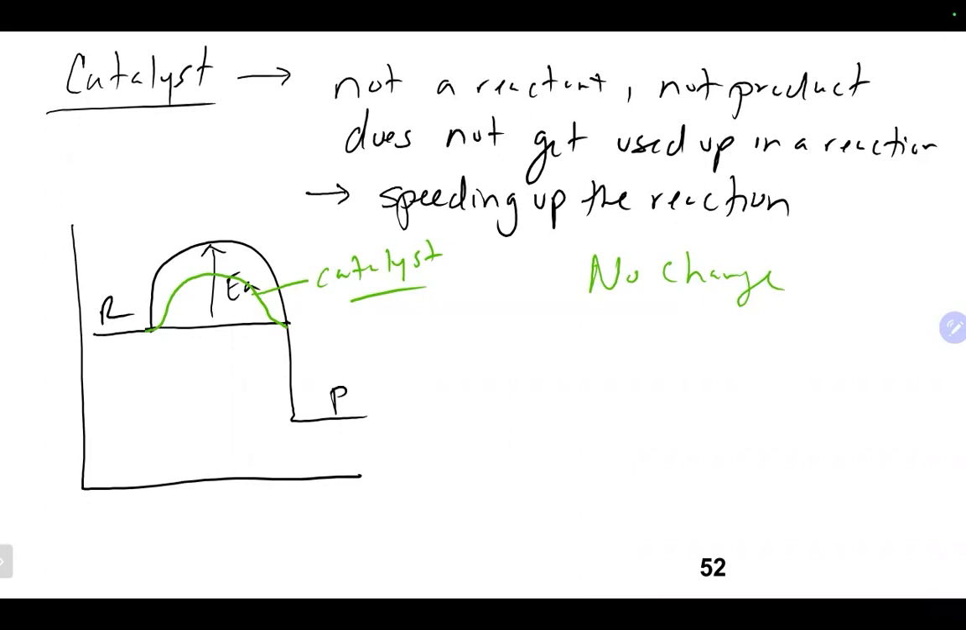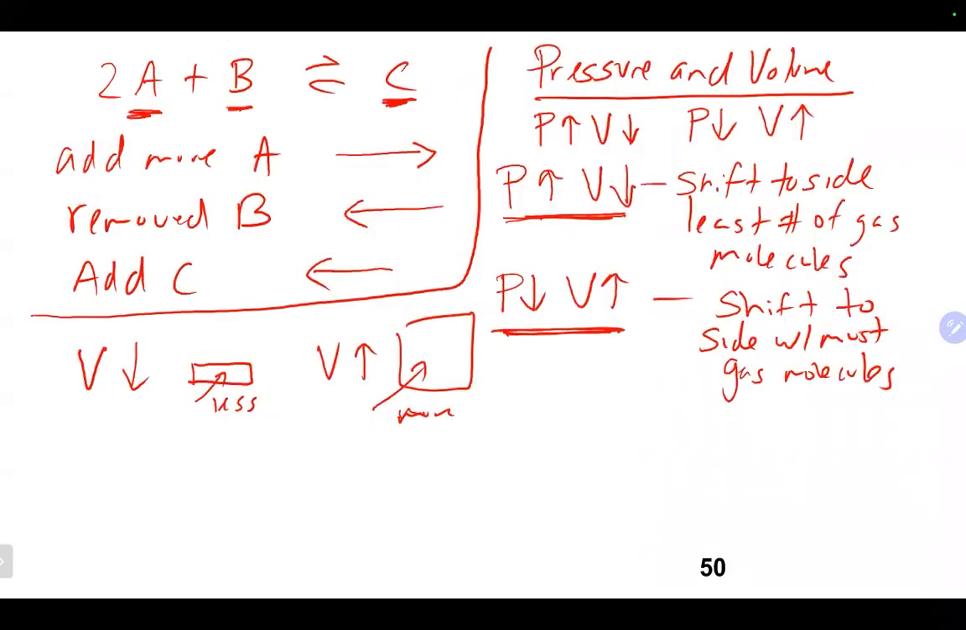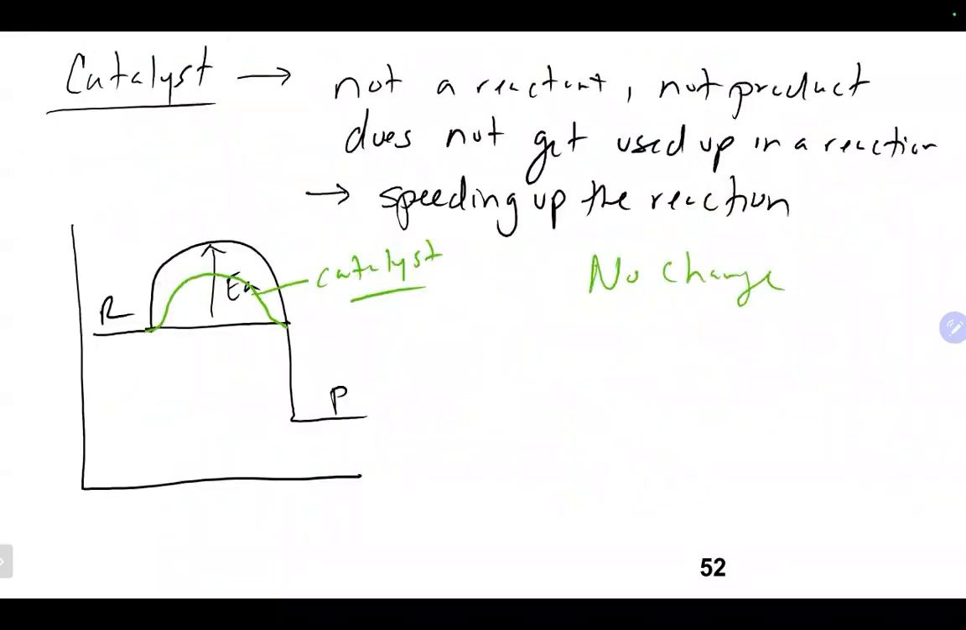The third way you could get no change is what we were talking about a second ago, which is pressure and volume. You end up with the same number of gas molecules on each side. So there is no more or less. They've got the same amount of gas molecules on each side. That would also be a situation where you could end up with no change. Any questions on that?